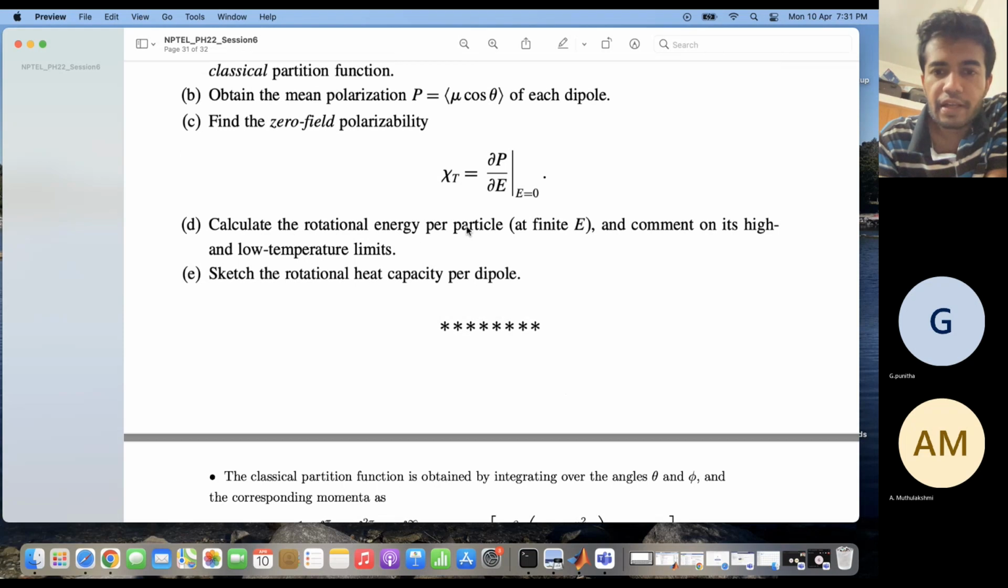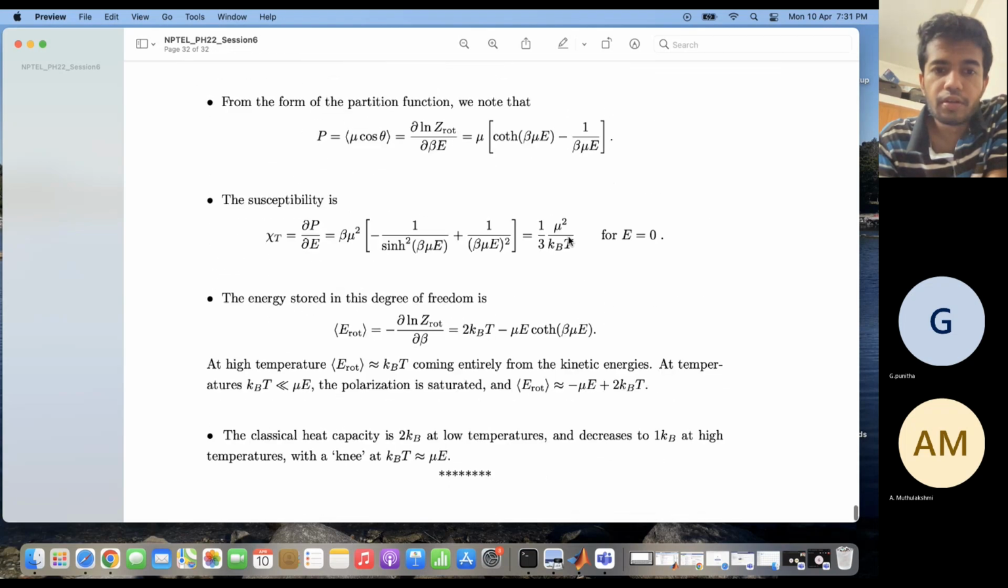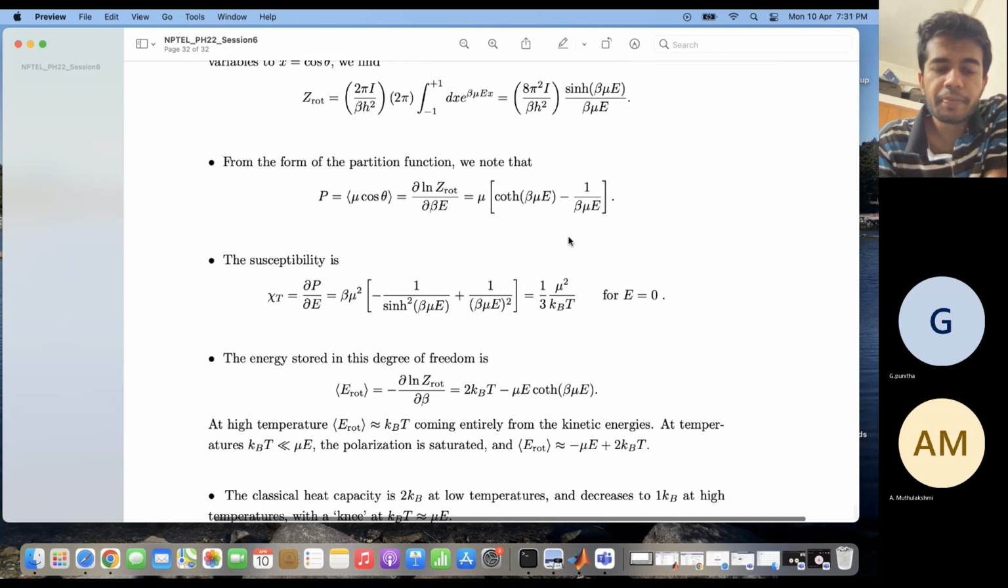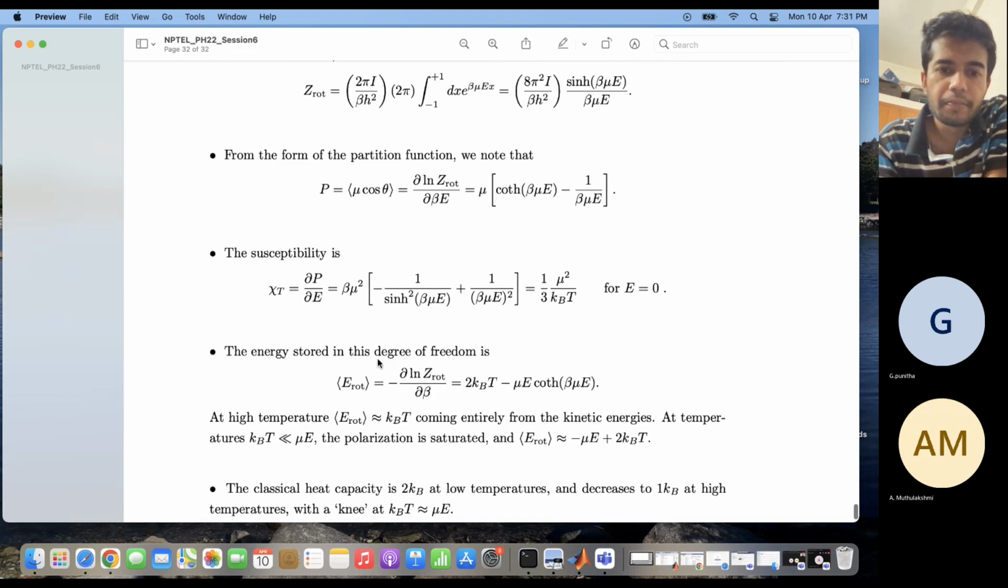Now calculate the rotational energy per particle and comment on its high and low temperature limits. The mean rotational energy per particle is given by minus del beta of log of the partition function, which is equal to 2 kBT minus mu e coth(beta mu e).